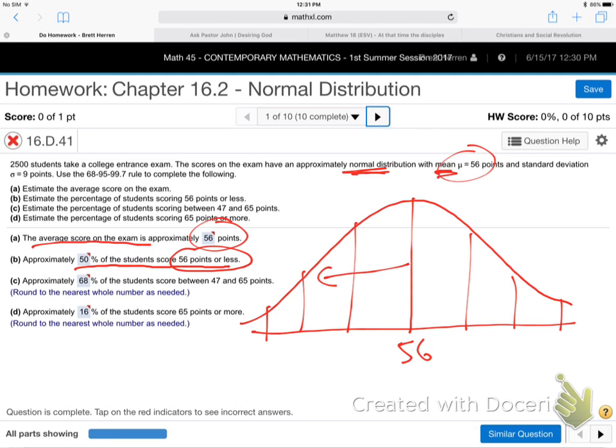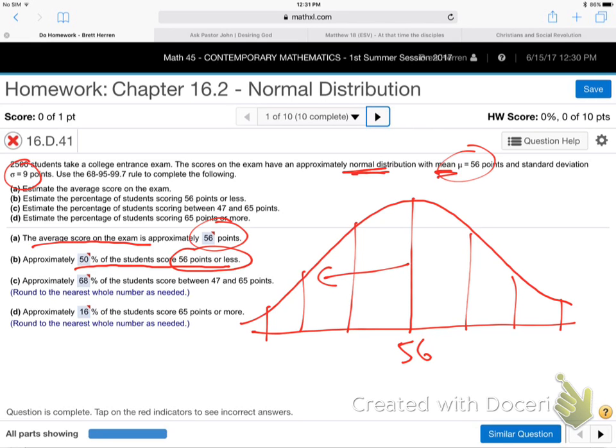All right, next question. Approximately what percentage of students scored between 47 and 65? Well, how do I figure that out? Remember, these numbers are not percentages, so that means they're down below. Percentages up top, non-percentages down below. So 47 and 65 must be numbers down here. How do I get them? Well, they told me: sigma's 9. That's the jump from line to line on the bottom. The jump from line to line on the bottom is 9.